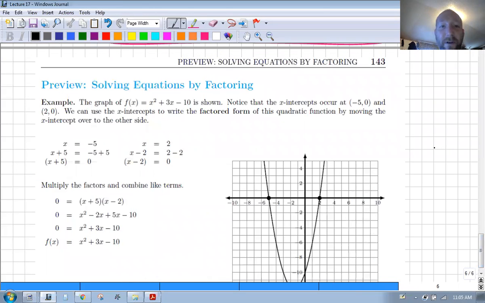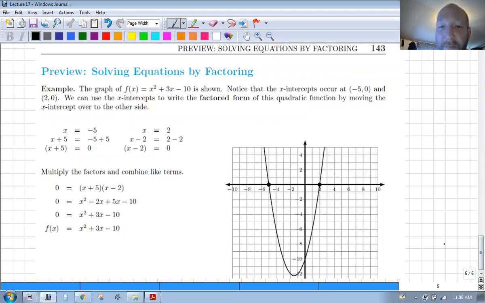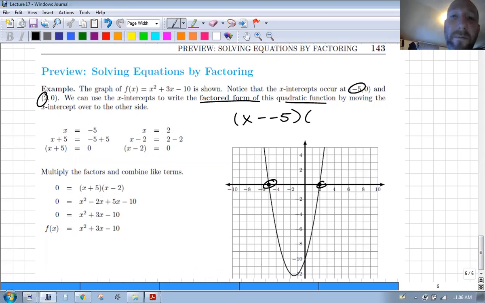All right, the graph of f of x is shown below. Notice that the x-intercepts occur at (-5, 0) and (2, 0). We can use the x-intercepts to write the factored form of this quadratic function by moving the x-intercept over to the other side. So -5 and 2: x minus -5, and x minus 2. That's our factored form of the quadratic function: x plus 5 times x minus 2.